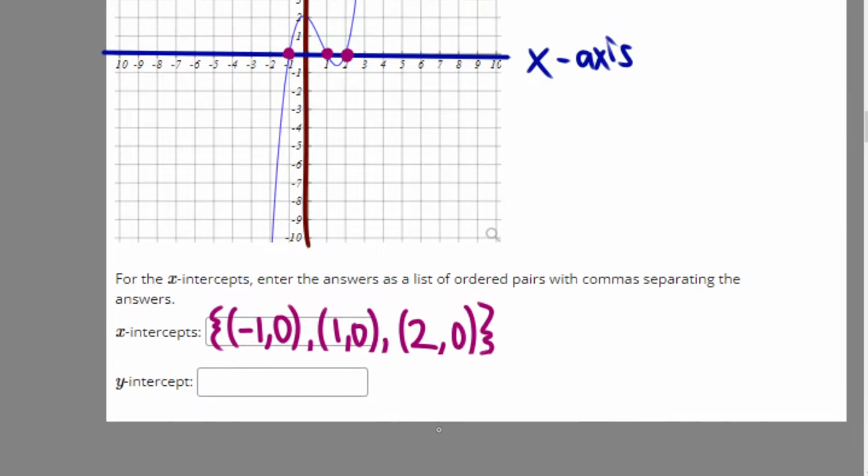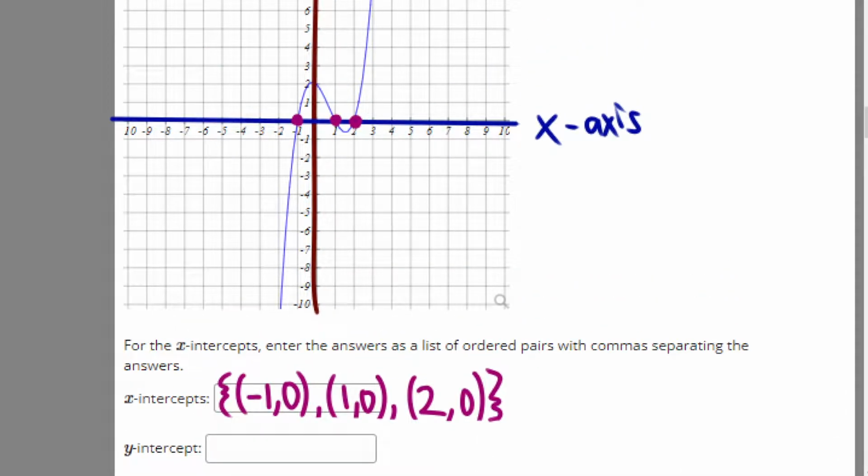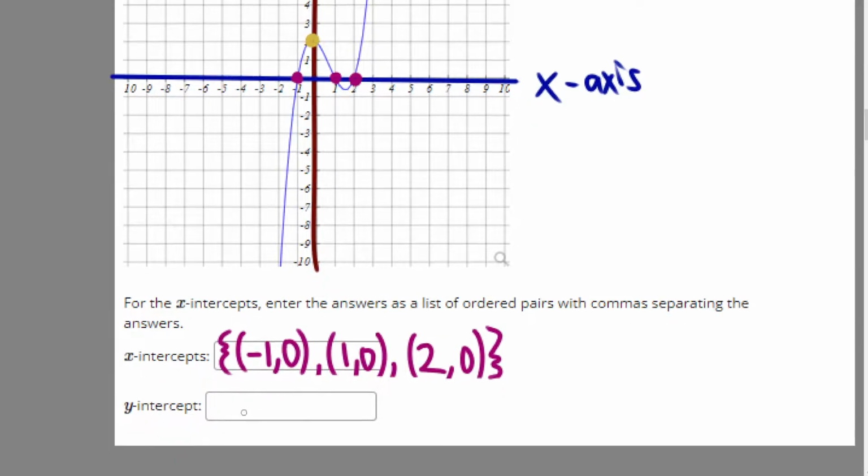And then for the y-intercept, it's basically the same idea, just for the y-axis. And it looks like there's only one y-intercept here, and it would be right here at 2. So we'll say (0, 2).